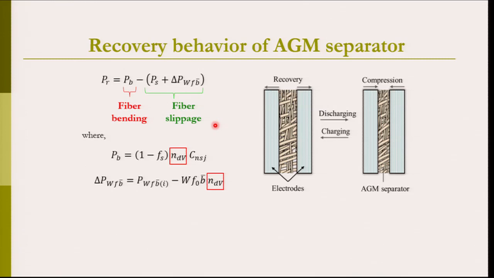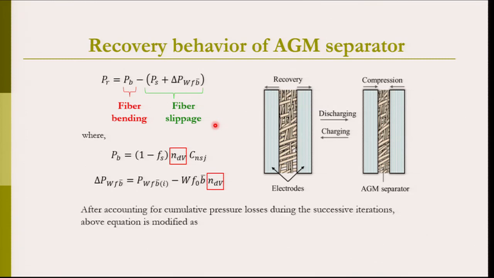On the basis of simple calculations, we can calculate the cumulative pressure losses during the successive iterations using this last equation. So, if you see here, Pri is the remnant stress at the ith level of iteration.